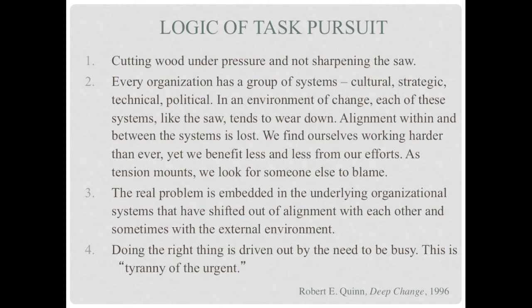Every organization has a group of systems, be it cultural, strategic, technical, or political. In an environment of change, each of these systems, like the saw, tends to wear down, and alignment within and between the systems is lost. We often find ourselves working harder than ever, yet we benefit less and less from our efforts. As tensions mount, we look for someone else to blame. And the real problem is embedded in the underlying organizational systems that have shifted out of alignment or may have never been aligned properly in the first place with each other and sometimes with the external environment. Doing the right thing is driven out by the need to be busy, and this is what he refers to as the tyranny of the urgent.